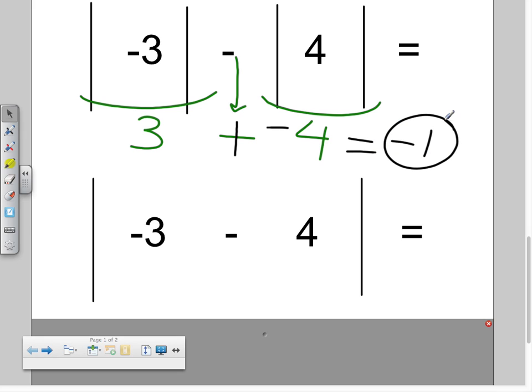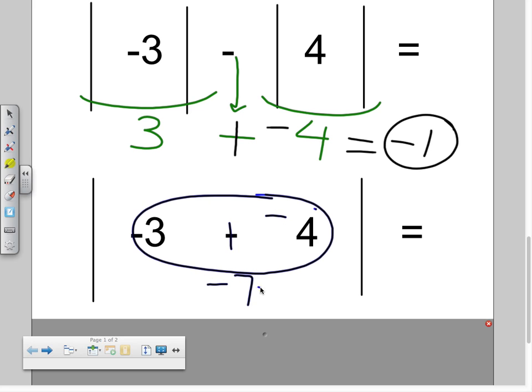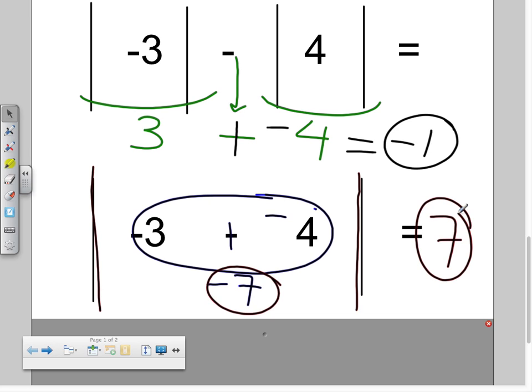Okay, the second question says the absolute value of negative 3 minus 4. So first I'm going to take care of the inside. Negative 3 minus 4. So first I do negative 3 plus negative 4, which would give me negative 7. Second, I'm going to look at the absolute value of negative 7. So the absolute value of negative 7 would be how far 7 is from 0. The answer here is positive 7. Okay, so the two problems that looked very similar ended very differently.